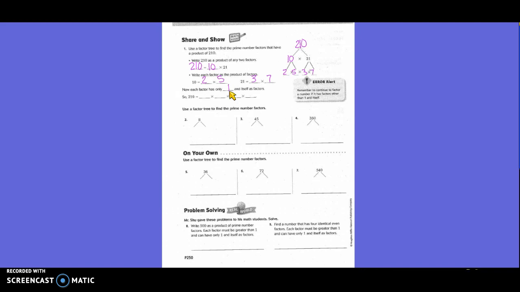Okay? Now, can I rewrite those in that exact order? No, because are they least to greatest? No. So what would I say? 2 times 3 times 5 times 7. And then are those least to greatest? Yes. All prime numbers? Yes. So use a factor tree to find the prime number factors.